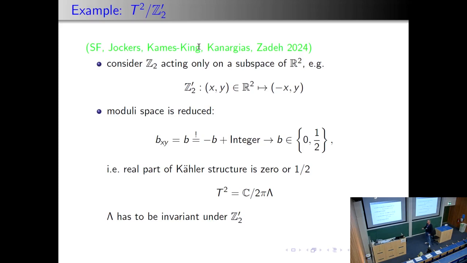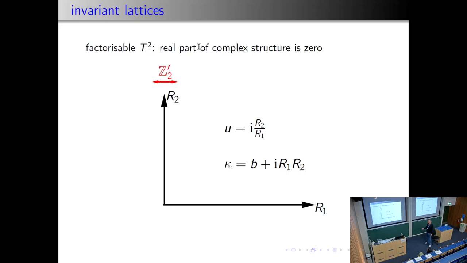So let's have a look at that. Let's look at possible lattices. They have to be invariant under the action. So this, what we will call the factorizable T2, is invariant because this vector is just mapped to minus the same vector, which generates again the same lattice. So this factorizable one is just circle times circle, and one circle becomes an orbicircle. And in this case, the complex structure, which is obtained by dividing that complex number by this complex number, doesn't have a real part, and that would be the Kähler structure.